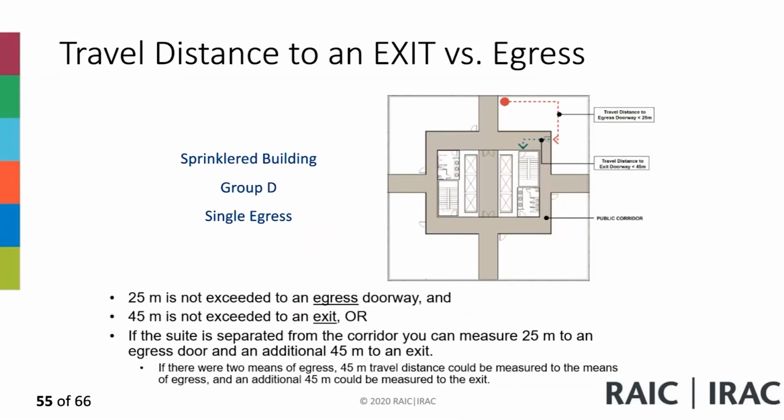So here it's this one, I didn't mention that one. If there are two means of egress, you can have the 45 meter travel distance measured to the means of egress, and an additional 45 could be measured to the exit. So if we have two doors, you can have up to 45 meter here, and then you can have up to 45 meter here. And this is what this one is saying.